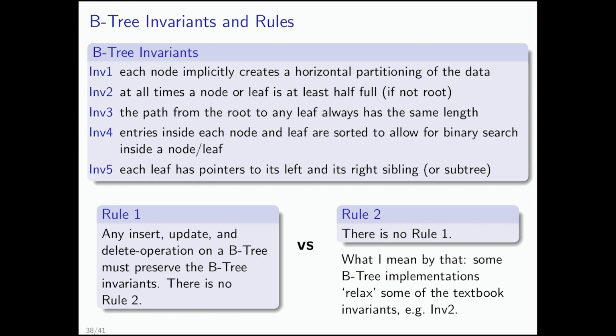So some of the implementations relax some of the textbook invariants. For instance, this thing that the root or leaf is at least half full is relaxed here and there to make the implementation simpler. So strictly speaking, that's not a textbook B tree anymore, but there are many tricks you can play in real implementations. Just for you to know if you see real implementations.